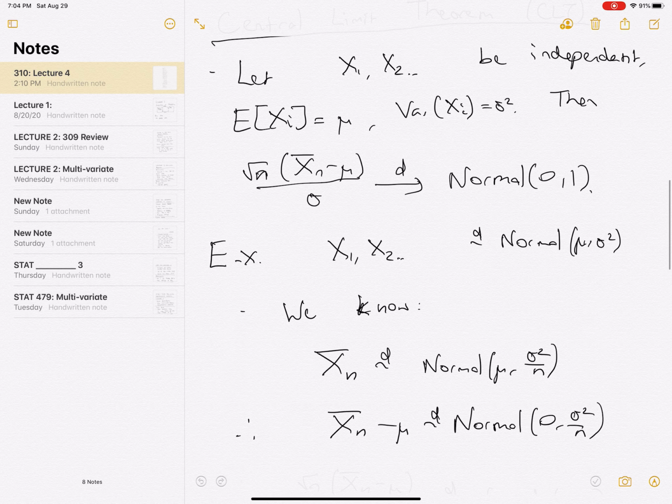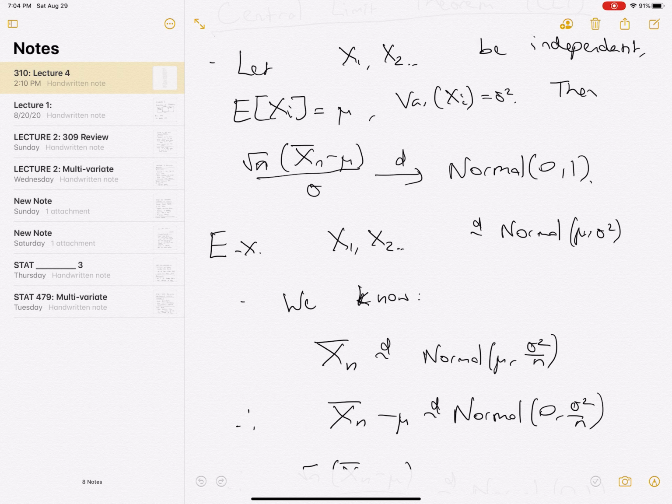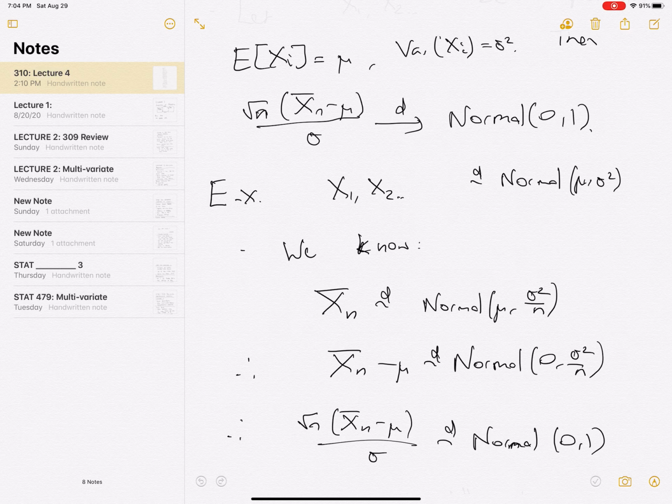As I mentioned, we'll often revisit the example involving normal random variables, and do a sanity check to see if this makes sense in that case. If X1 through Xn are normal mu, sigma squared, clearly the expectation of Xi is mu and the variance of Xi is sigma squared. We know from past lectures that X bar n is distributed normal mu, sigma squared over n. We know this because linear combinations of independent normals are normal.